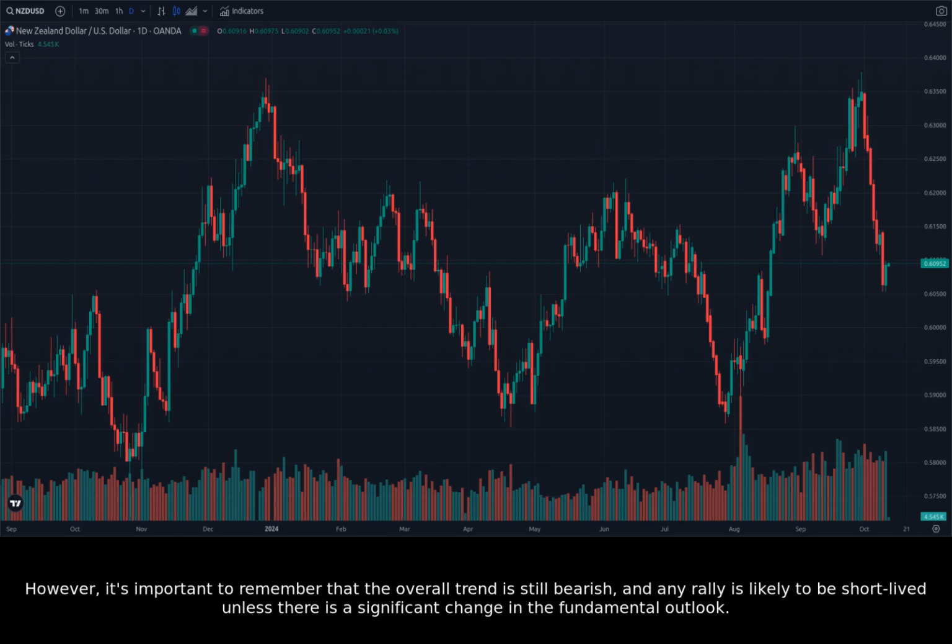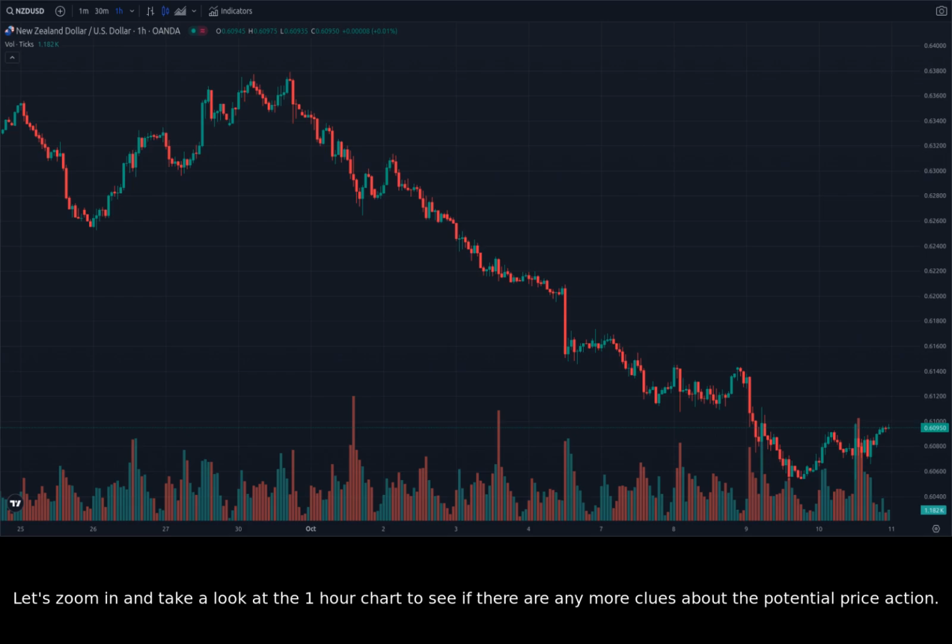However, it's important to remember that the overall trend is still bearish, and any rally is likely to be short-lived unless there is a significant change in the fundamental outlook. Let's zoom in and take a look at the 1-hour chart to see if there are any more clues about the potential price action. The 1-hour chart reveals a clear picture of the recent rate cuts' impact on NZDUSD.